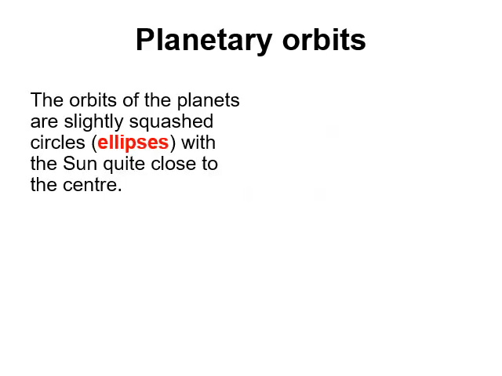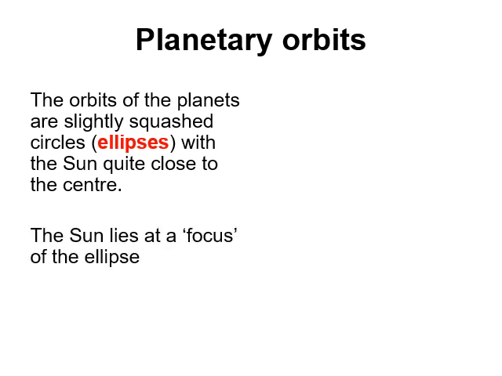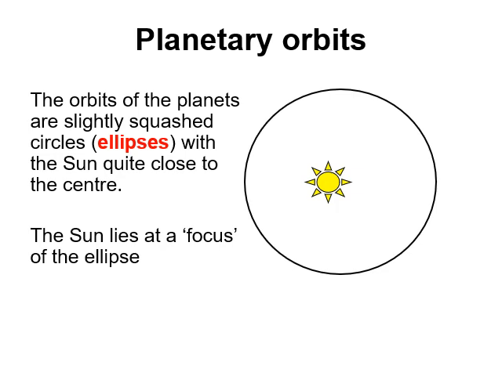So in terms of orbits, the orbit of a planet is slightly squashed, so you might have thought of classically the orbit of a planet around the Sun would be a circle. It's not quite that. It's actually a squashed circle called an ellipse, with the Sun being quite close to the center of the orbit, at least for planets. Okay, so the sun lies in something called the focus of the ellipse. Okay, so here is the sun, and it's basically not quite in the center of the ellipse, and here is the Earth orbiting around the sun.